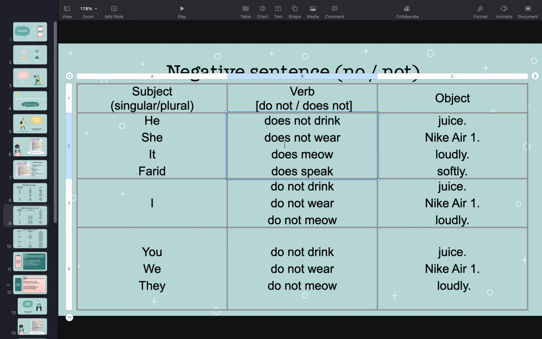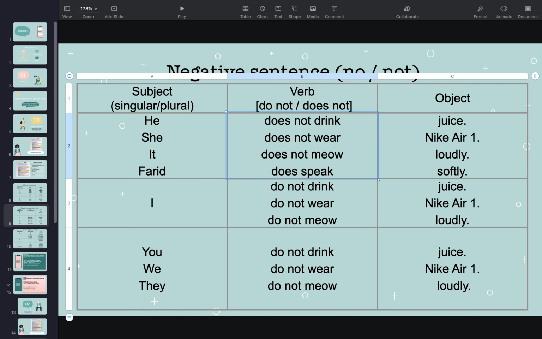Okay, he does not drink juice. Kalau she does not wear Nike Air 1. Okay, by the way, Nike Air 1 ialah nama kasut, model kasut Nike Air 1. Harga dia dalam RM500 lebih. Okay, kalau nak belilah, teacher bagi tahu je. Okay, it does not meow. Okay, it does not meow loudly. Okay, Farid does not speak softly.